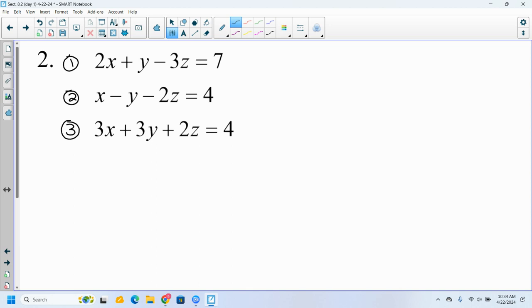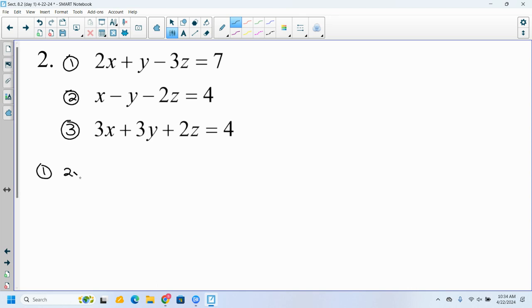You have got to pick two different sets of equations and eliminate the same letter. So don't eliminate the Y's from here and then say, oh, I'm going to eliminate the Z's there. That's not going to help you. It's got to be the Y from two different sets. So I'm going to use equation 1 and 2.